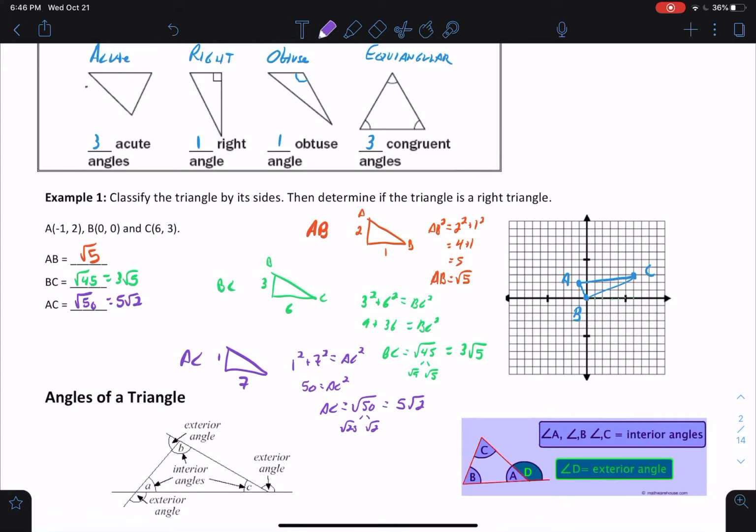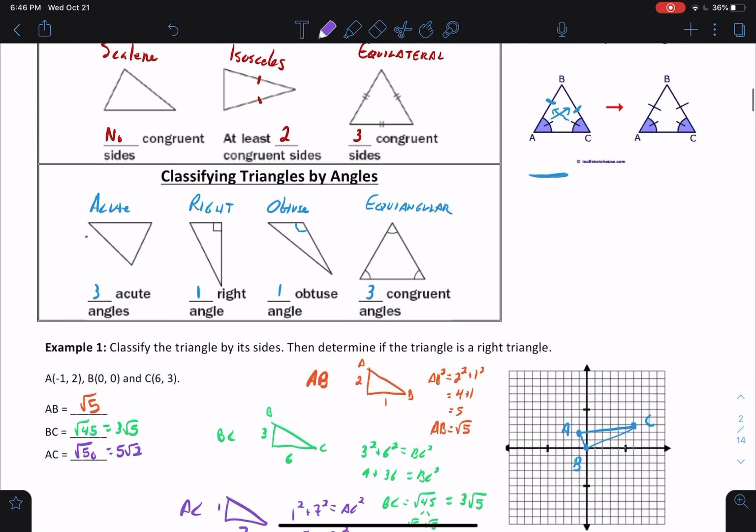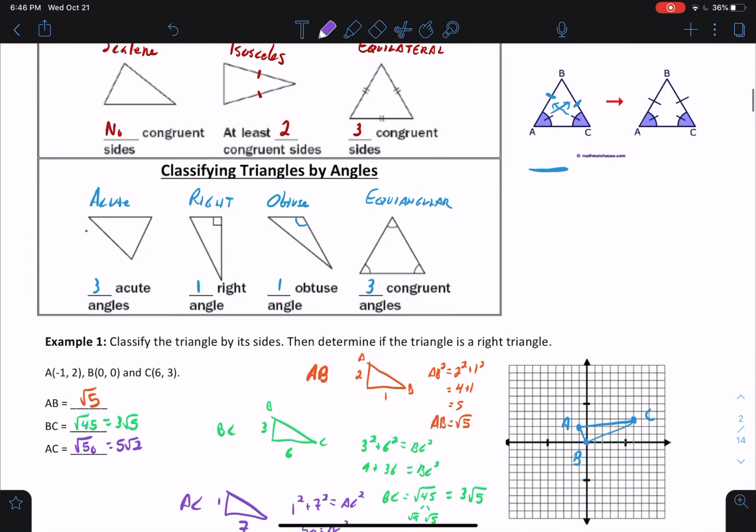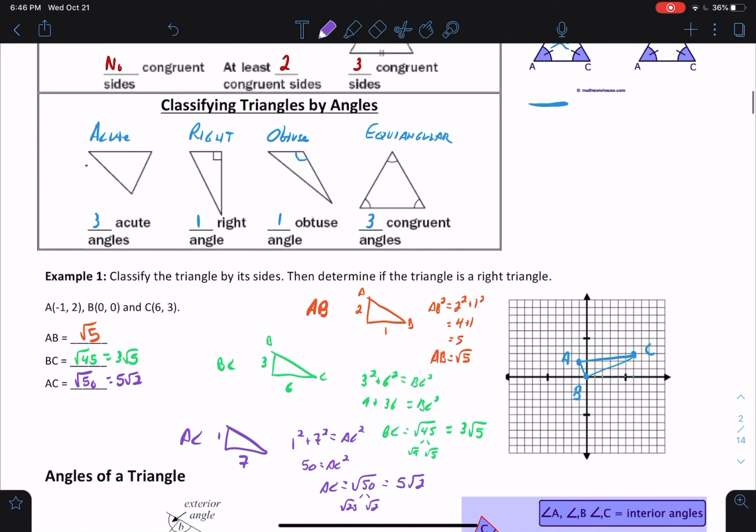First off, classify this by its sides. Do I have any congruent sides? No, I have the square root of 5, the square root of 45, and the square root of 50. All of those side lengths are different. Since I have no congruent sides, this is a scalene triangle.